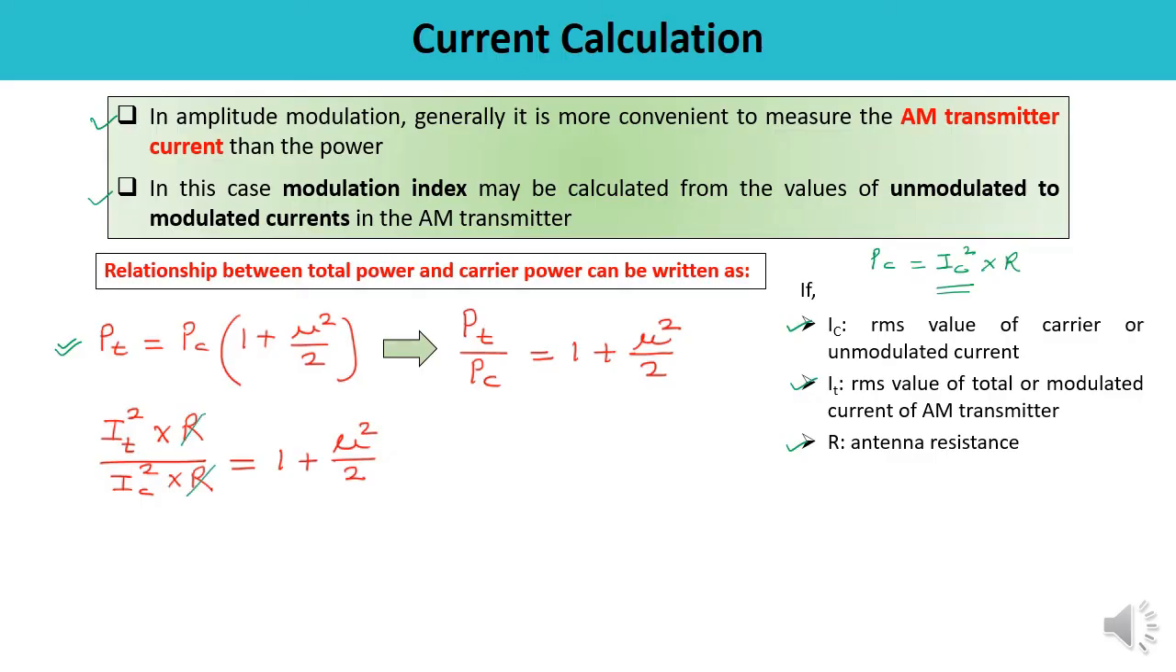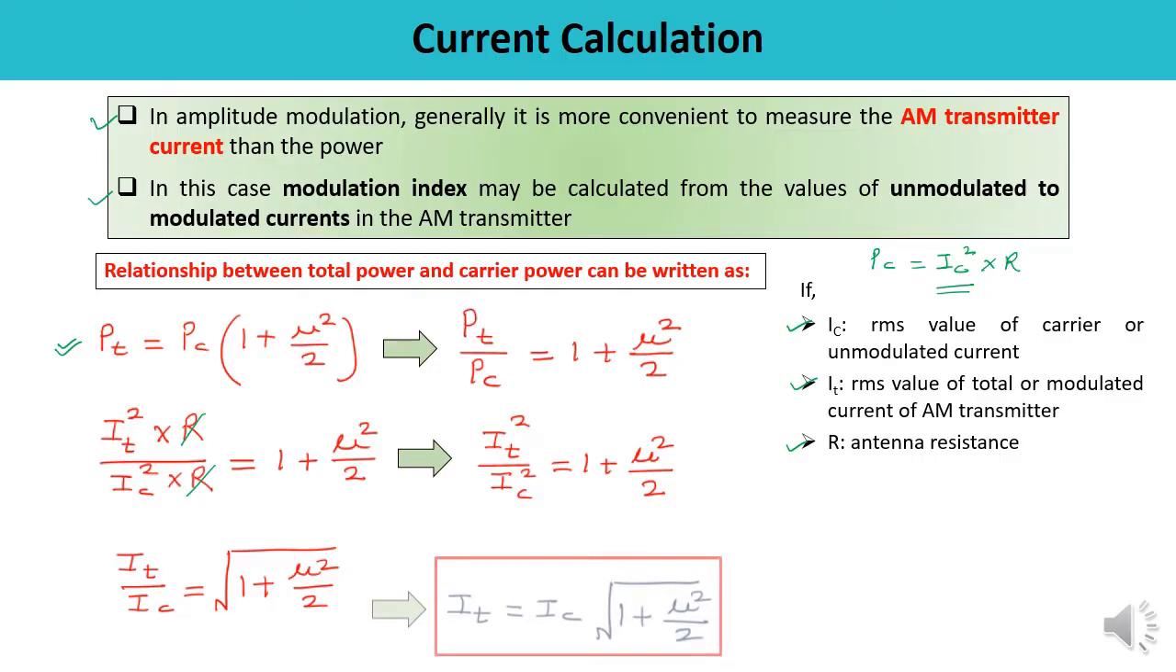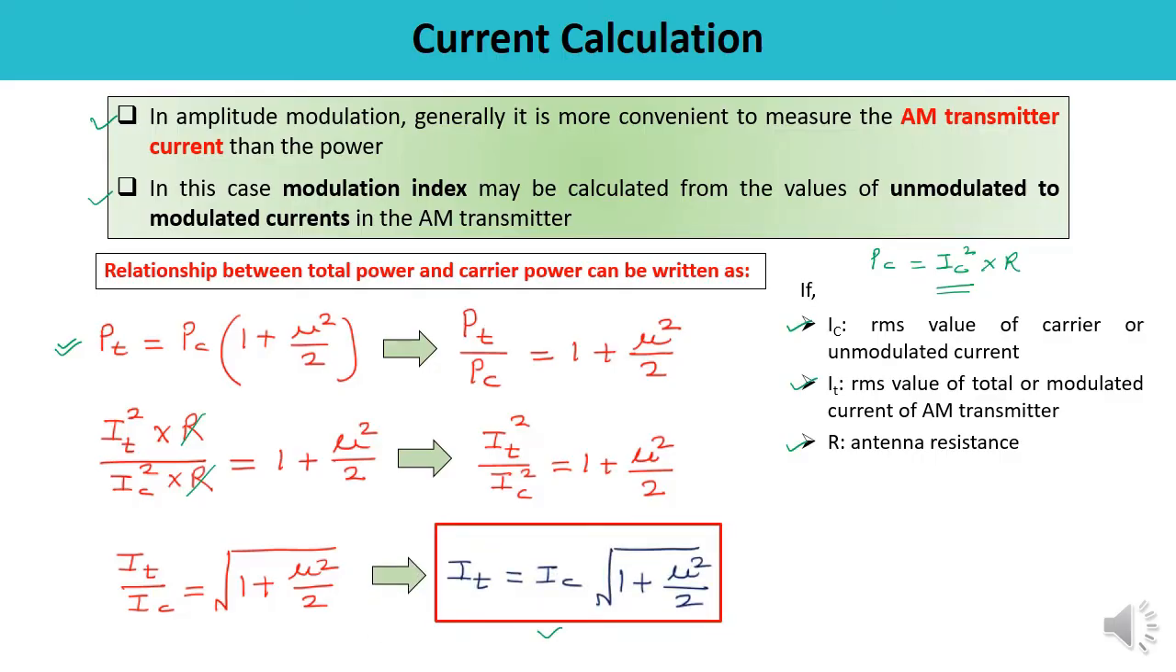R will cancel out. Now you get IT upon IC is equal to under root 1 plus mu square upon 2. Rearranging, IT, which is the modulated current or the RMS value of the total current, is equal to IC under root 1 plus mu square upon 2. You must remember this formula because you may get a number of numerical questions based on this. So I hope this point is now clear to you.